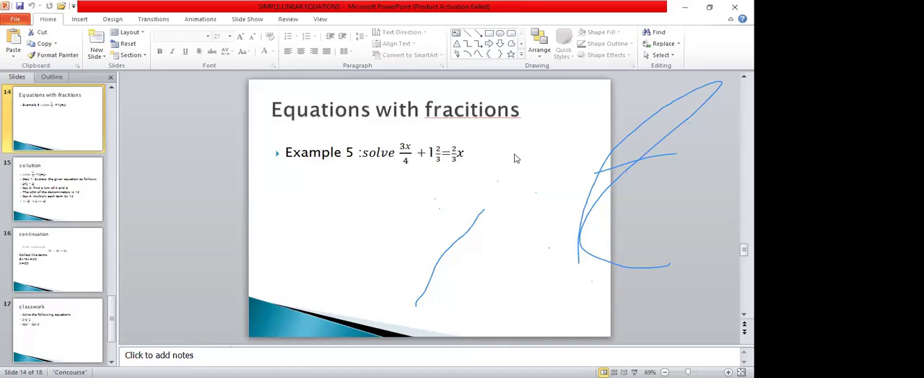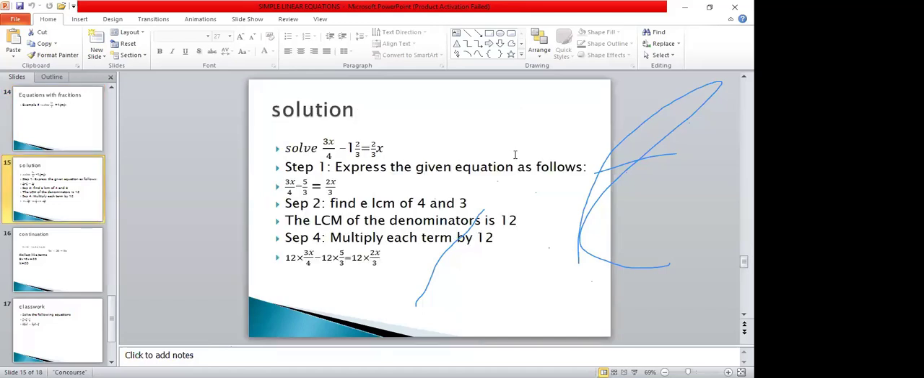So let's do that. Then after that, you find the LCM of all the denominators. So again, first of all, change the mixed number to a single fraction. That's the first thing you do. Then second, find the LCM of the denominators. So look at it now.